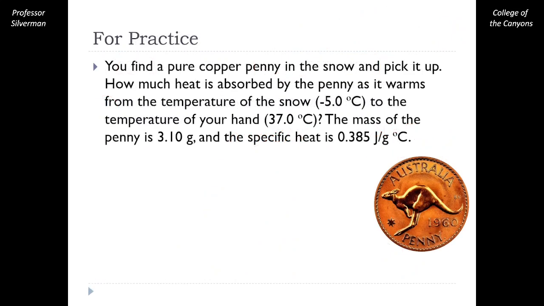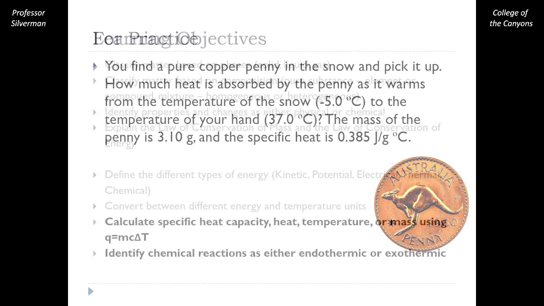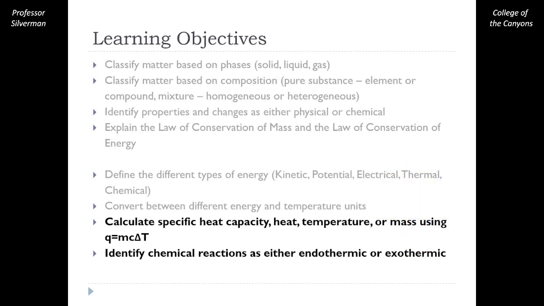All right, now that we've gone through an example, we can try a practice problem on our own. Pause the video, get some paper, see if you can get a good answer. There we go, we've made it to the end. By now we can calculate either specific heat capacity, heat, temperature, or mass using our heat equation. And we can identify reactions as endothermic or exothermic.